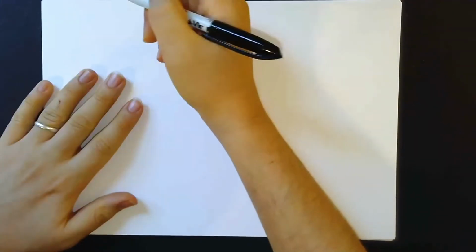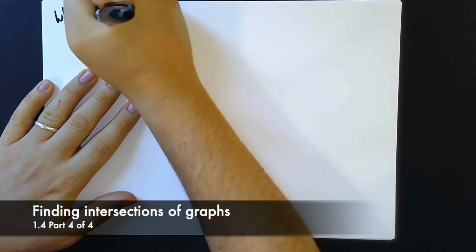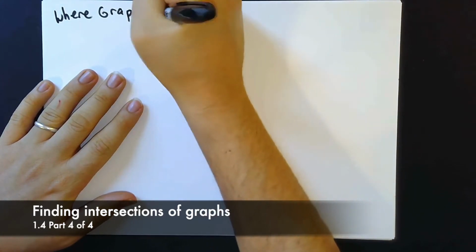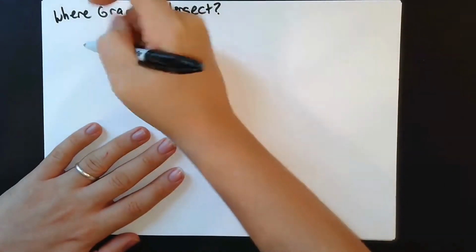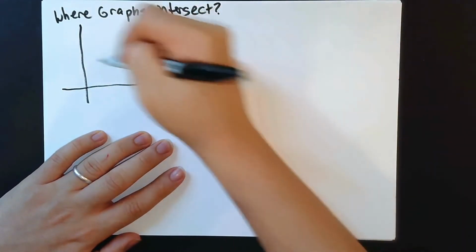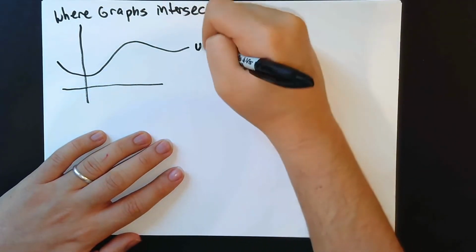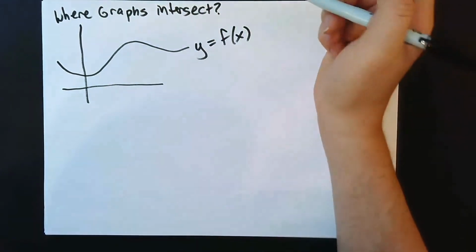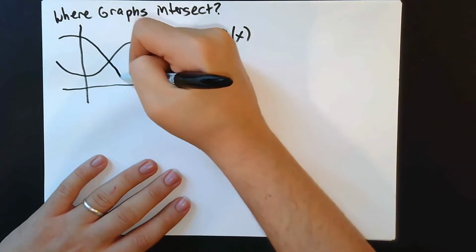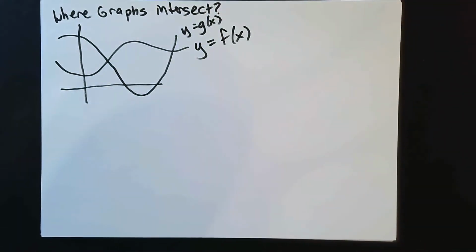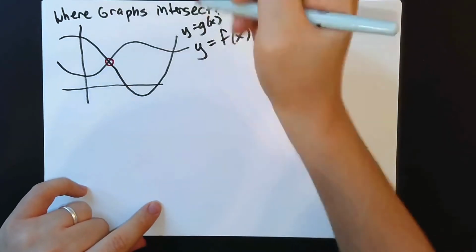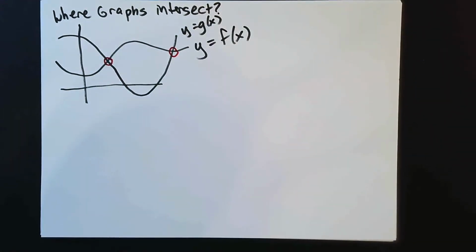Last skill for this section is finding where graphs intersect. So in other words, here we're imagining we have two different functions. So some function, here's y equals f of x, and here's some function y equals g of x. And the thing we're trying to find is these two points where the two graphs happen to intersect.